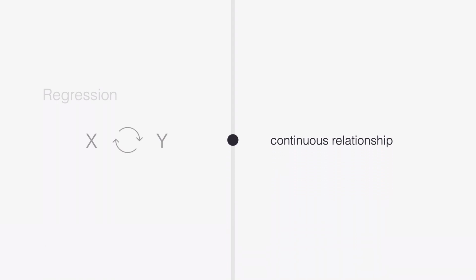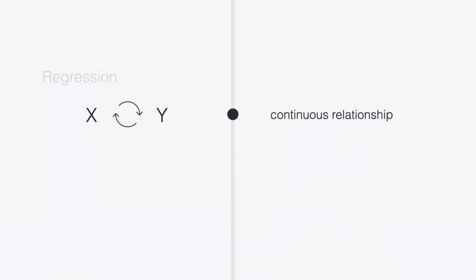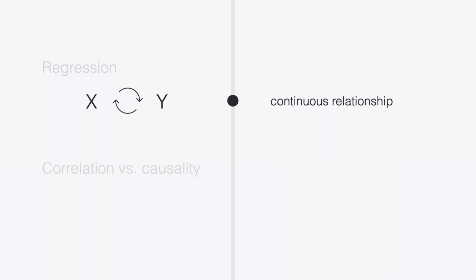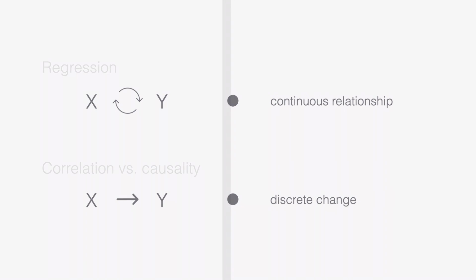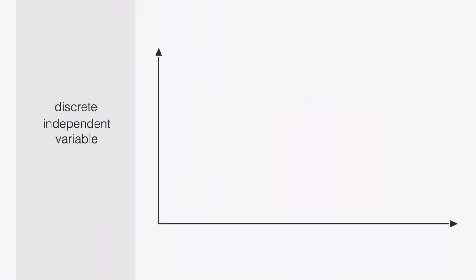In the video about the regression model, we described regression as the model of a continuous relationship between x and y. But then in the video that introduces correlation versus causality, we said that we can use regression also as a tool to estimate the effect of a discrete change in x on y. The beta coefficients do have a different interpretation when we use a discrete independent variable. So let's plot some data to illustrate this.